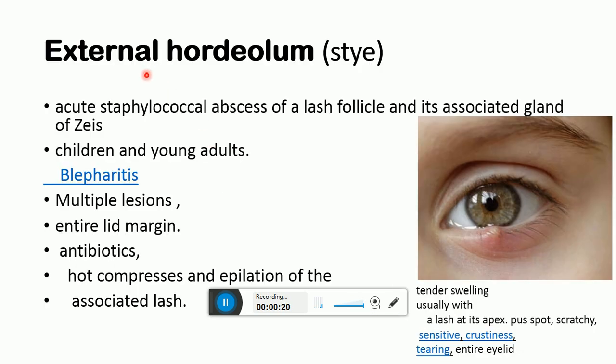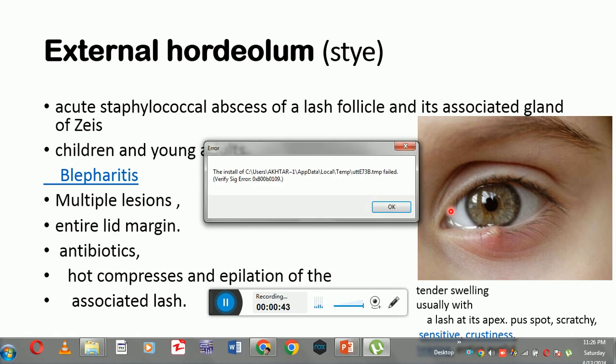The first infection is external hordeolum, commonly known as stye. It is caused by a bacteria known as Staphylococcus, and it causes abscess of the lash follicle. In the picture you can see abscess of the lash follicle and the associated gland of Zeiss. The gland of Zeiss is associated with the lash follicle.